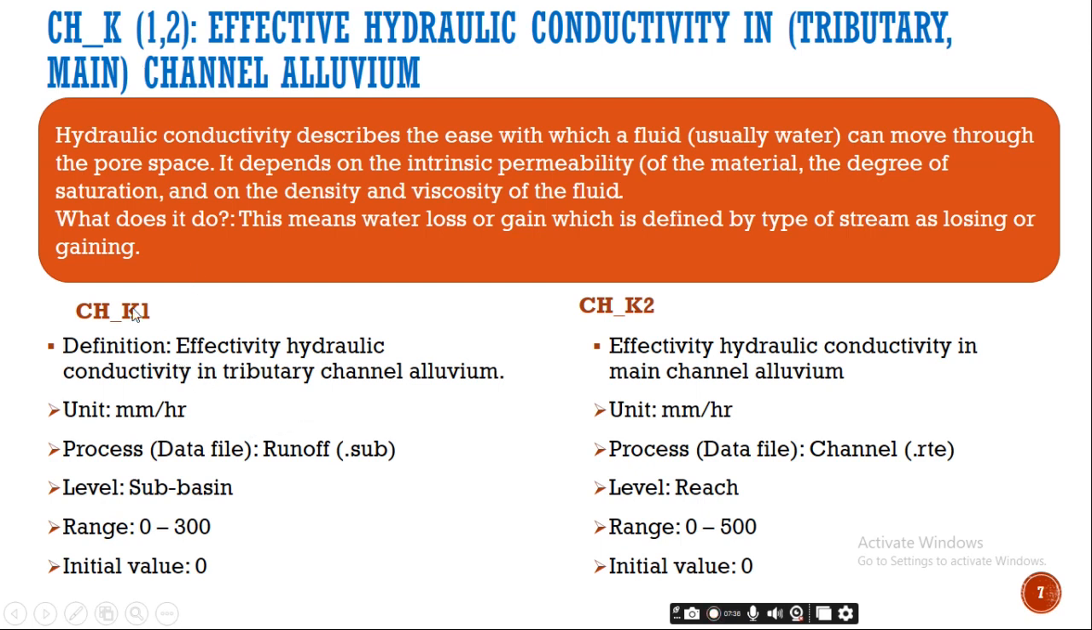And there are also two there, that is CHK1 and CHK2. This one represents hydraulic conductivity in the tributary channel, and CHK2 represents hydraulic conductivity in the main channel, and they both have a unit of mm per hour, meaning how much water flows per hour. Okay, and CHK1's level is sub basin, and CHK2's level is in reach, and the recommended range is 0 to 300, and its recommended range 0 to 500. Initial value for both is 0.